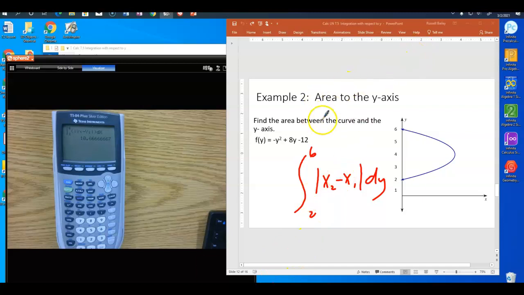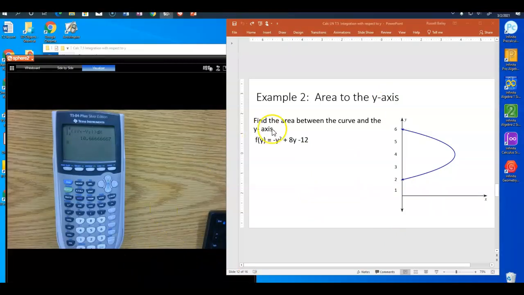If they ever ask you to find the area between the curve and the y-axis, if you don't mind counting the negative area, over here is negative and this is positive, then just put the function in the way it is. But if you want it to become all positives, then just absolute value it. And that's the true area between the curve and the axis.